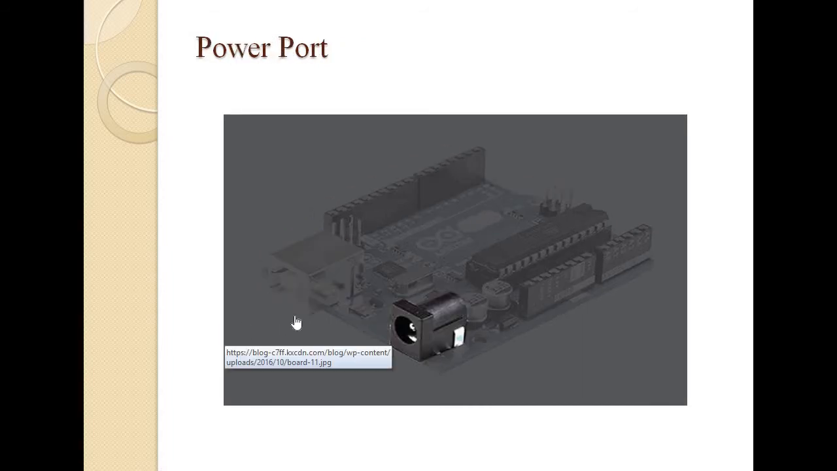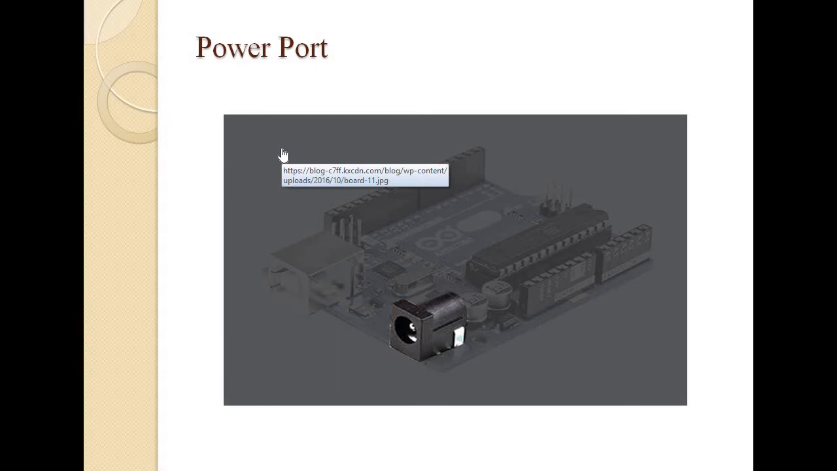Next, that particular part of this Arduino Uno board is called the power port. The Arduino board can be powered through an AC to DC adapter or a battery. The power source can be connected by plugging a 2.1 mm center positive plug into the power jack of the board.